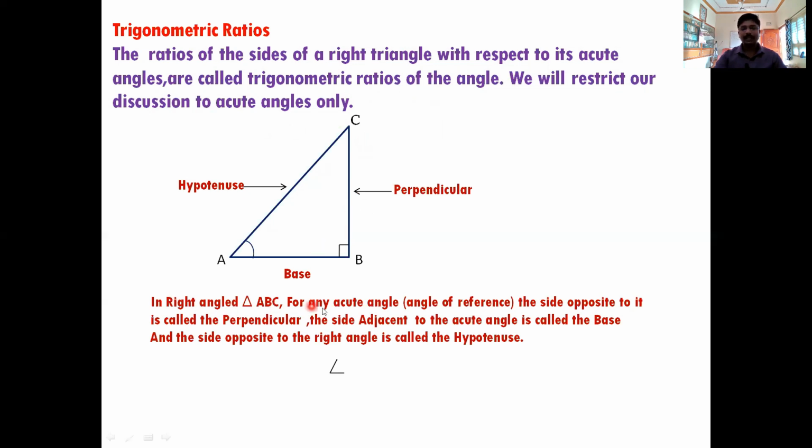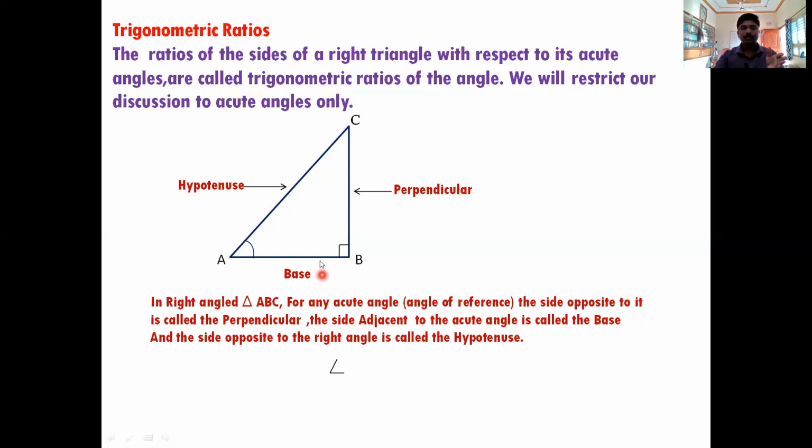In a right angle triangle ABC, right angled at angle B, the angle of reference we can consider as angle A or angle C because these two are acute angles. The side opposite to the angle is called the perpendicular. If I consider the angle of reference as angle A, then its opposite side is BC. We call it the opposite side or perpendicular. The side adjacent to the acute angle A is AB. We call that the base or adjacent side.